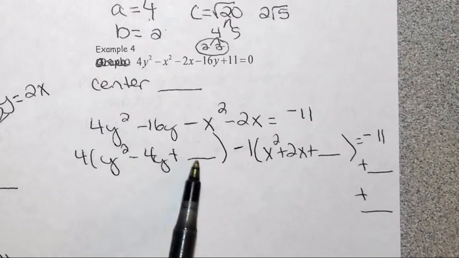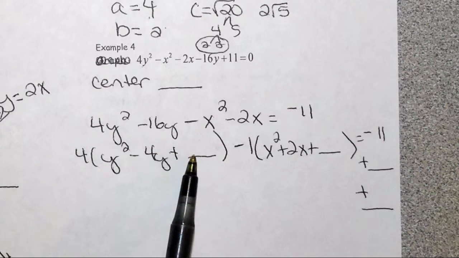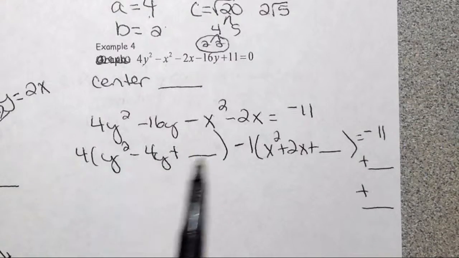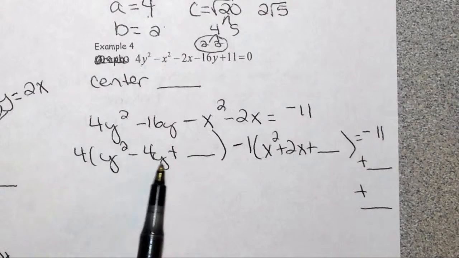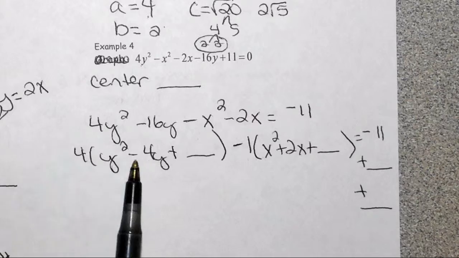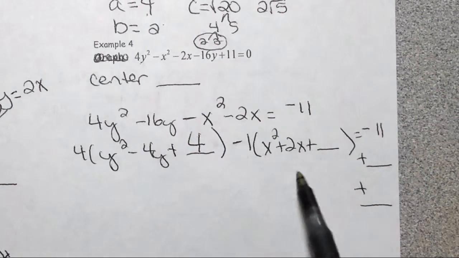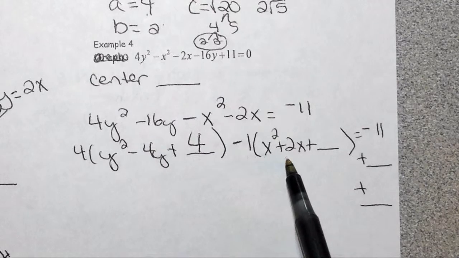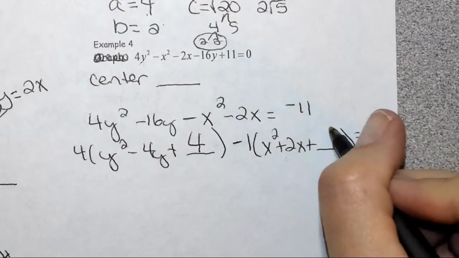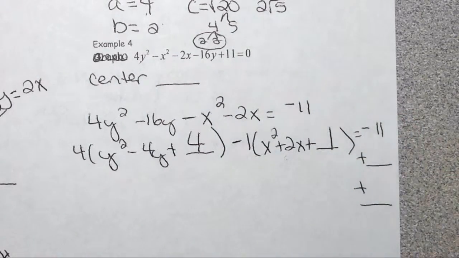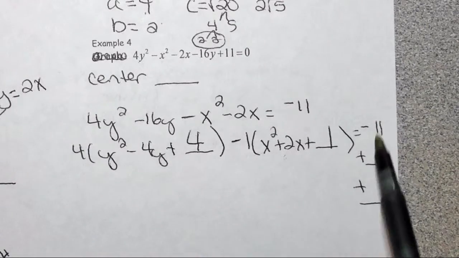Do you remember how to get these? The blanks? 2 factors. Half it, square it. So what's half of negative 4? And what's negative 2 squared? So that number's 4. And I go do it over here. What's half of 2? And what's 1 squared? 1. Then whatever I added to the left, I have to add to the right.